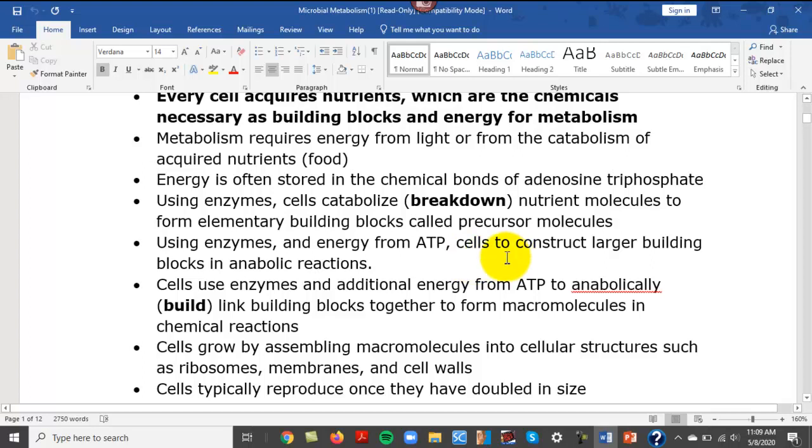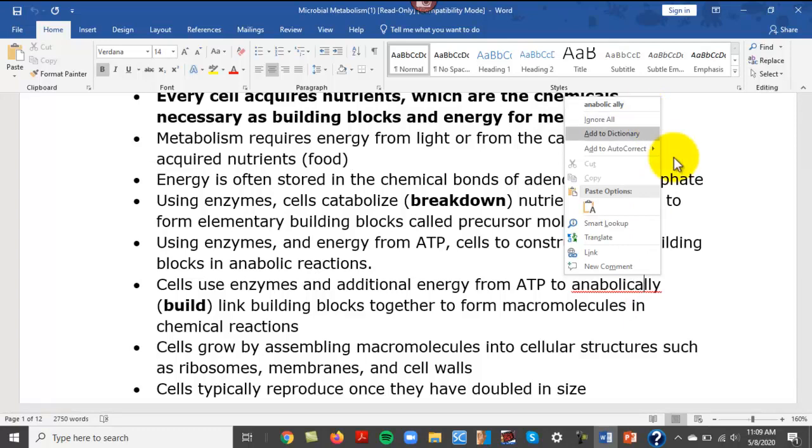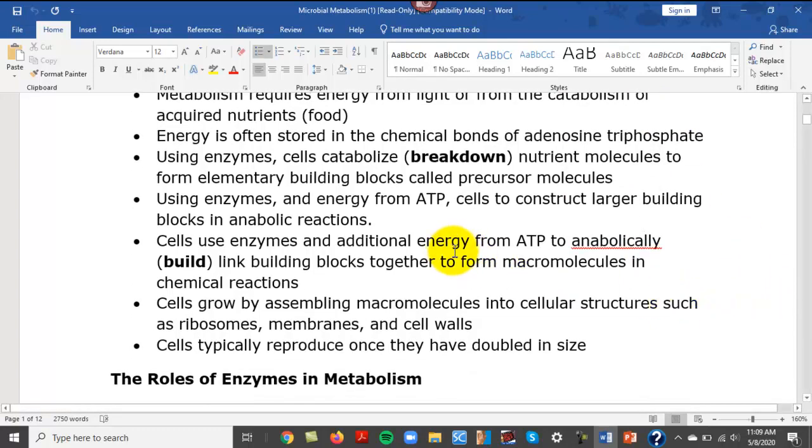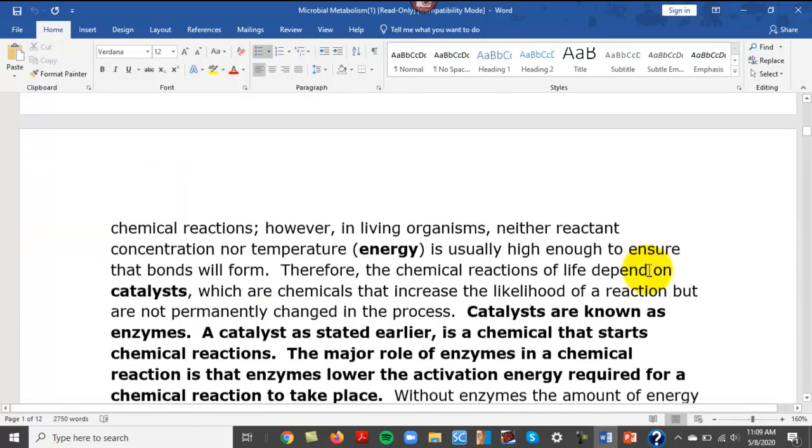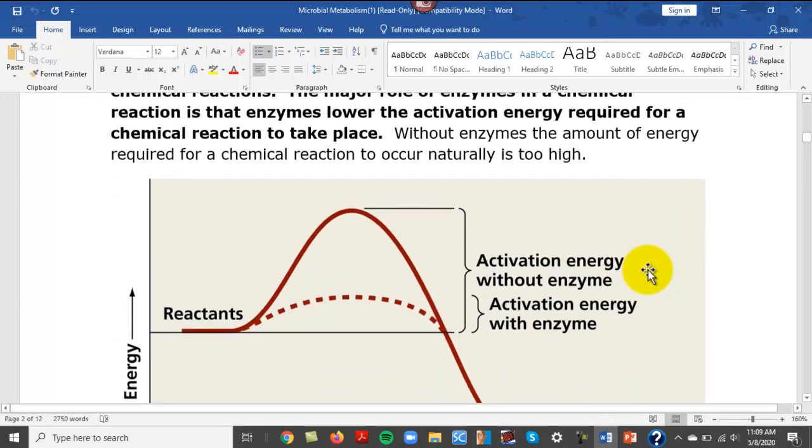Using enzymes and energy from ATP, cells construct larger building blocks. That's anabolic. If you're talking about tearing something down, that's catabolic. Okay. So, yeah, there are times when a cell has to build up something, and then there's times that are catabolic when they have to break down a substrate and get energy from that. So I'm going to go down here to this little diagram.